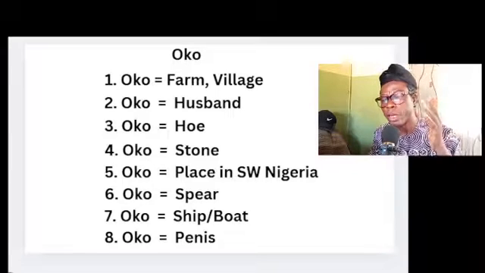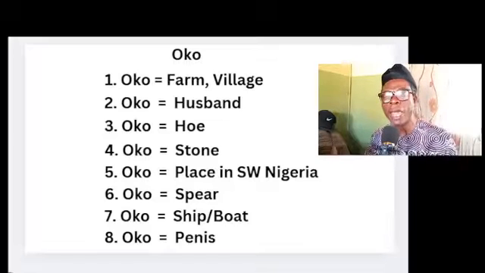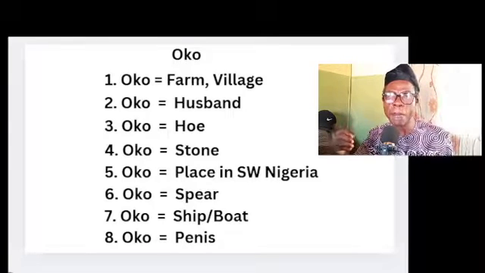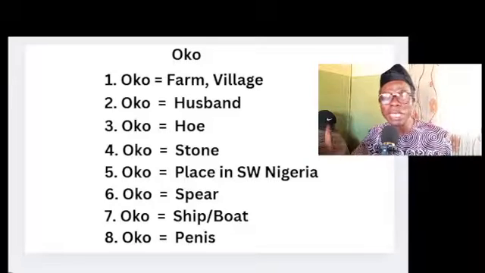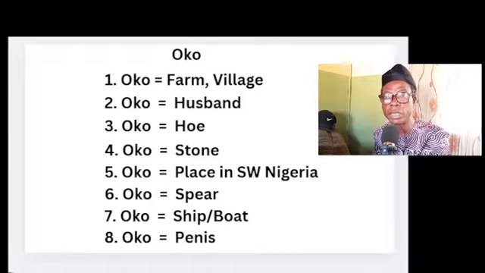So it could mean oko, farm, or oko, village. And you do say ará oko, meaning that you're a village person. When you say you're a village person in Yoruba, you don't mean a farm person. What it means is a village person is ará oko. The deeper meaning is that the person is not exposed, is not well informed. He's still crude. That's the literal meaning, you're a village person. But the deeper meaning is you're not informed.